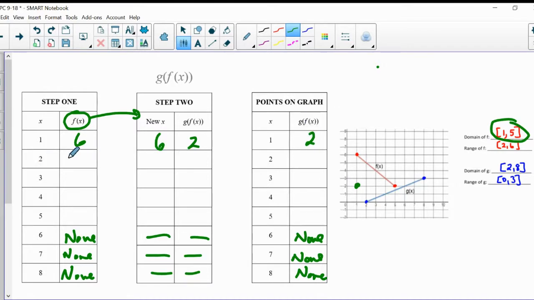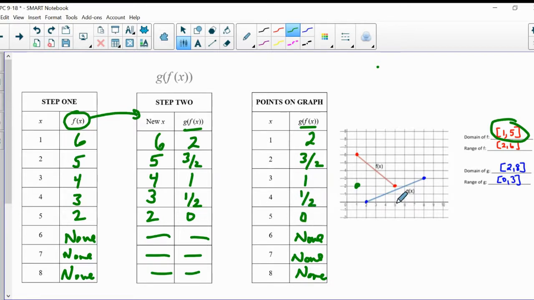Now I'm going to continue doing this. When I substitute 2 into f, I get 5, and so on. 3, I get 4; 4, I get 3; 5, I get 2. So those now become the new x values that substitute into g. So now I'm going to do g of 6, I got 2. g of 5, I get 1.5, or 3 halves, and so on, all the way down. So these are now the final y values on my graph.